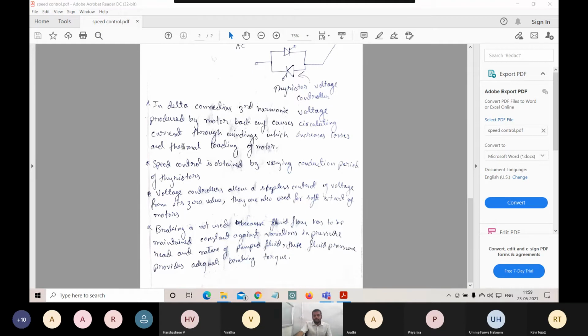The braking is not used here because the fluid flow has to be maintained constant against the variations in the pressures. So that is the nature. So we have studied that for the fan controller. Similarly, if you are interested in using it for pump drives, the speed control of a single phase induction motor is used in pump drive.